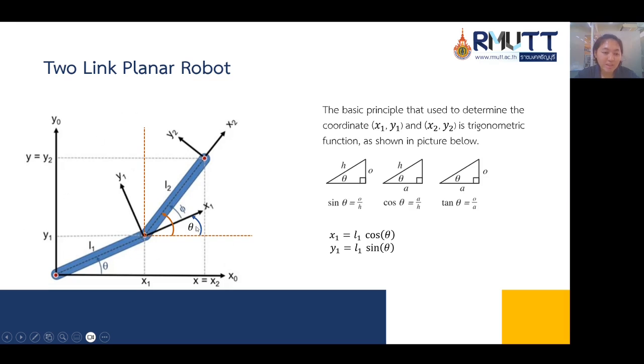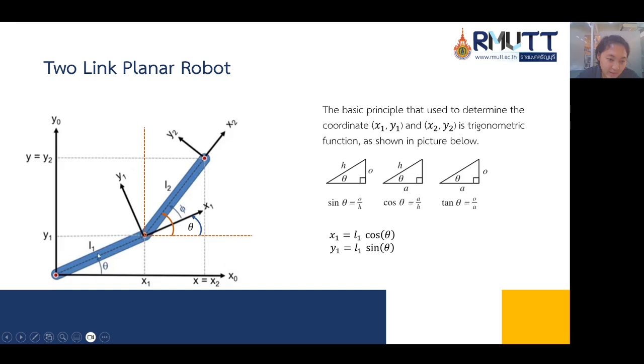Okay, we can see in this picture how to find the coordinate of the position and orientation of the end effector x, y. We have to understand the picture first, the analysis of this picture. This is the first joint with the coordinate x0, y0, and then this is the second joint with the coordinate x1, y1, and this is the end effector with the coordinate x2, y2, which is equal to x, y.